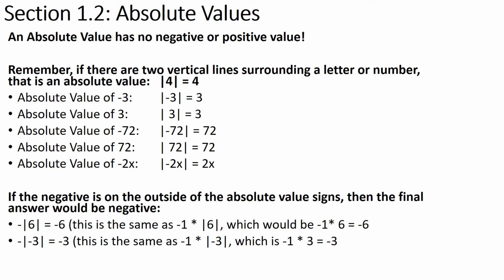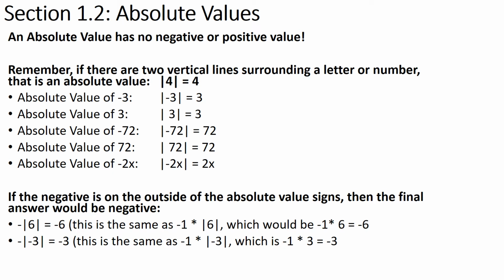The absolute value of negative 3 is 3. And we have these 2 vertical lines. That means absolute value. Absolute value of 3 is 3. Absolute value of negative 72 is 72. Absolute value of 72 is 72. We can even do this with variables. The absolute value of negative 2x is 2x.